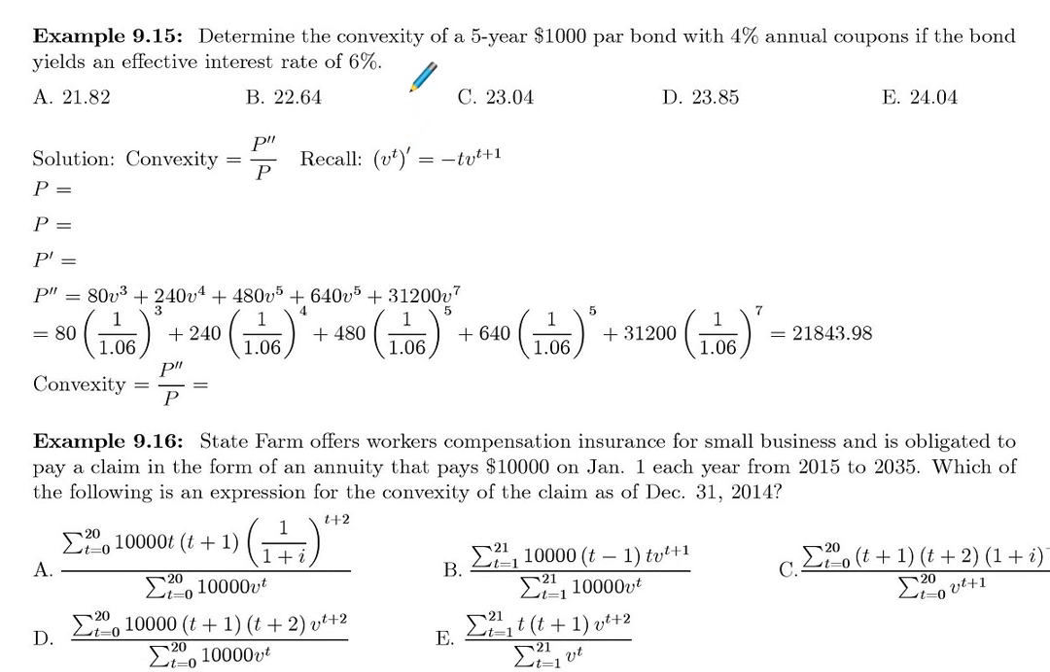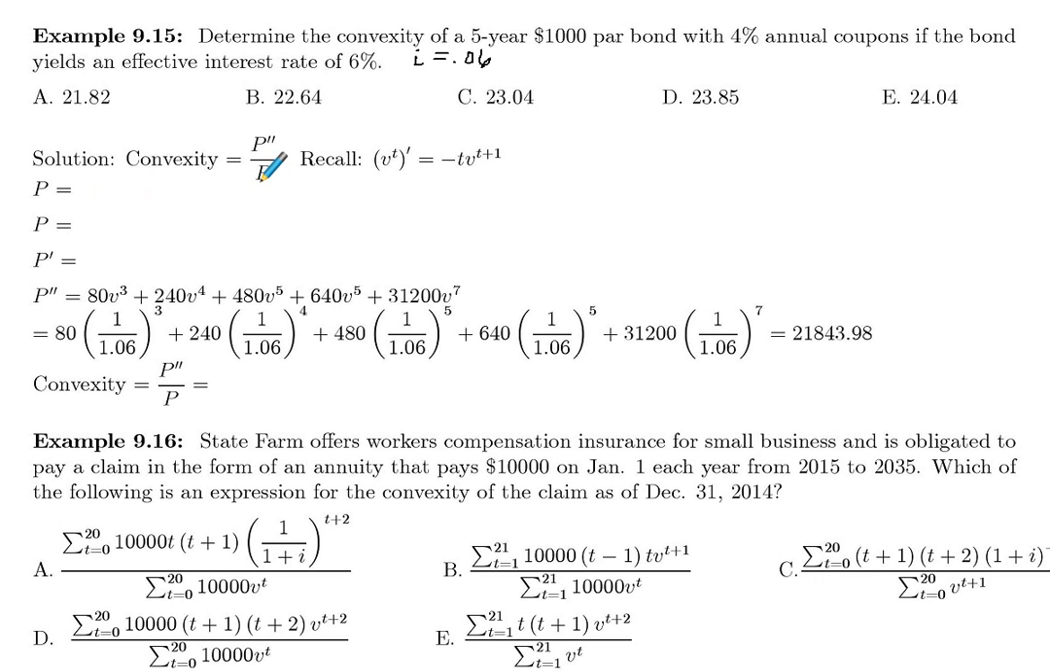Okay, in the next example, we're asked to determine the convexity of a 5-year, 1,000 par bond that's got 4% annual coupons if the bond yields an effective interest rate of 6%. So our effective annual rate is 0.06, so i equals 0.06. And this is set up as a multiple choice. Well, remember that convexity is P double prime over P. And then recall our differentiation formula, that the derivative of v to the t with respect to i is negative t v to the t plus 1. Well, let's first figure our price in the denominator here.